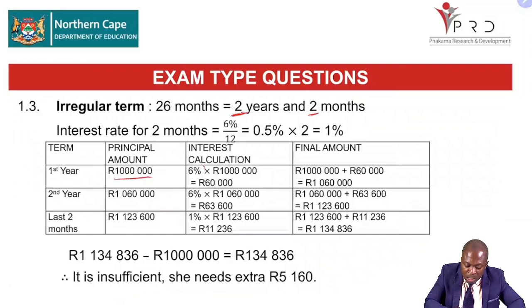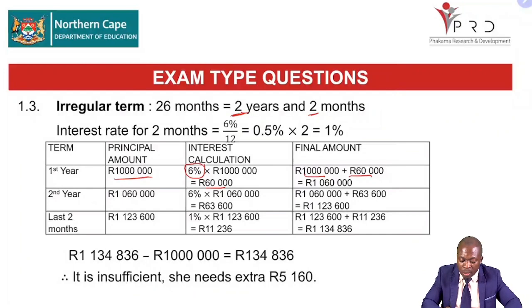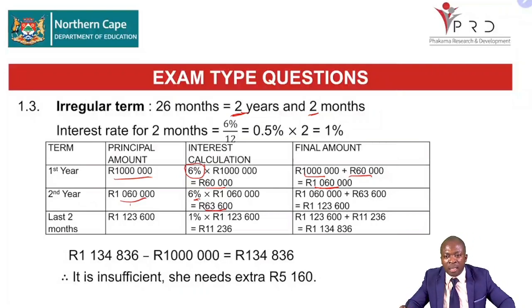So we calculate our 6%, and then we are going to have 60,000. We are going to take that 1 million and add it to the 60,000. That's how we get 1,060,000. We go to year two, we are going to have the same 1,060,000. We multiply it by 6%, and now we are going to get 63,600.